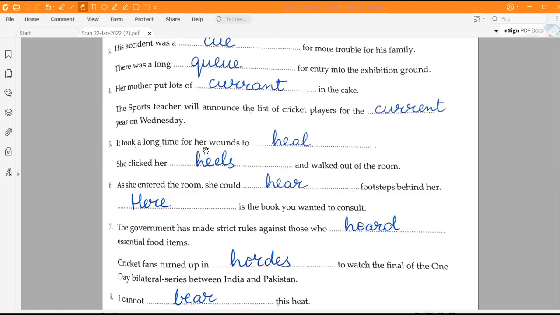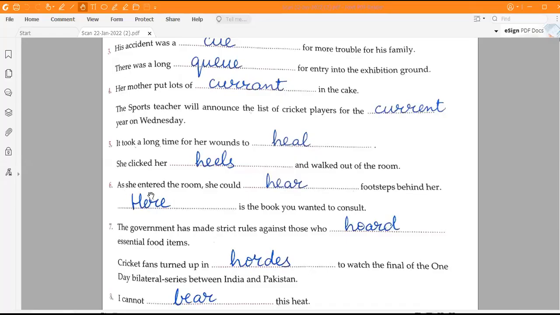It took a long time for her wounds to heal, H-E-A-L. She clicked her heels, H-E-E-L-S, and walked out of the room. As she entered the room, she could hear footsteps behind her, H-E-A-R. Here is the book you wanted to consult, H-E-R-E.